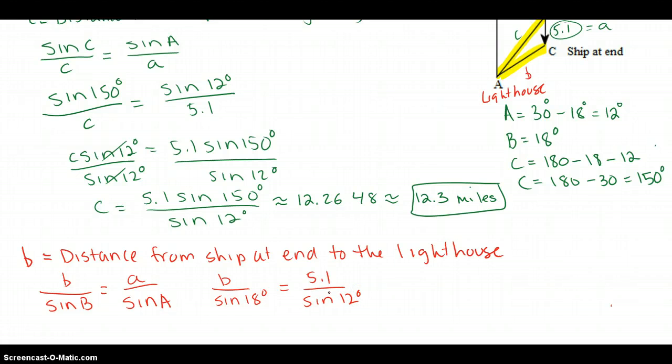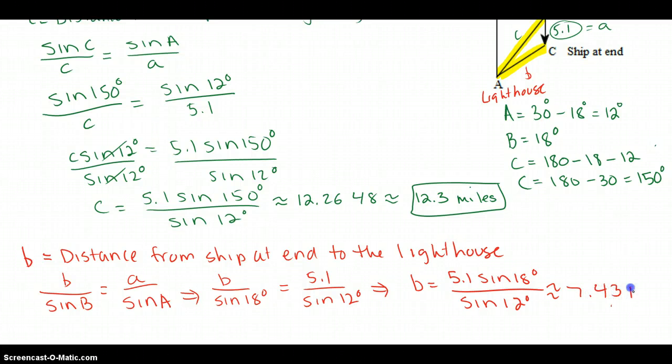Now you could just multiply both sides by sine of 18 degrees, so you get 5.1 sine of 18 degrees over sine of 12 degrees. That is approximately equal to, if you use your calculator, 7.431, and so forth. But they ask you to round to the nearest tenth. So it's just 7.4 miles, which is the second answer. Hope that helps.